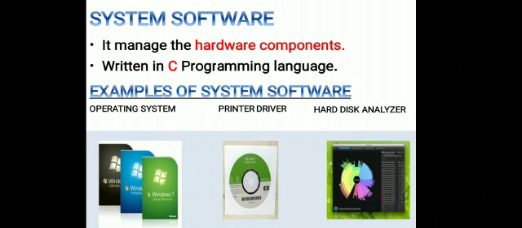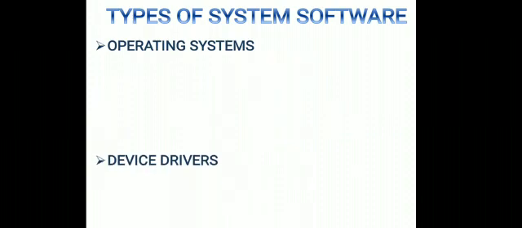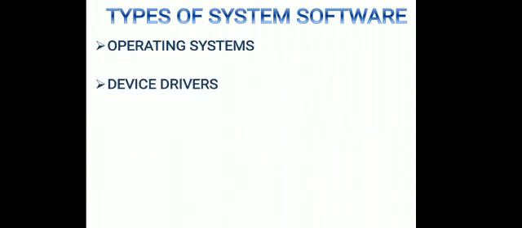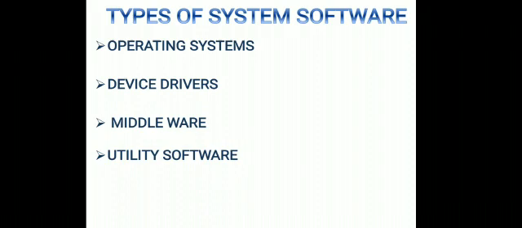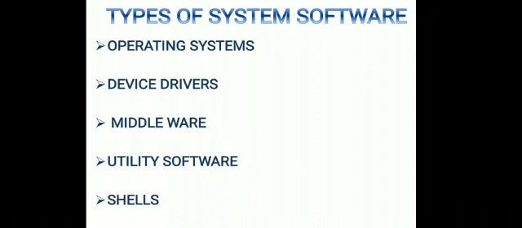Okay, next we see what are all the types of system software. The first type is an operating system, the second type is a device driver, and the third type is middleware. We have already seen these 3 types of system software in detail. Next, the fourth one is utility software. Then at the last, the fifth one is a shell. Okay children, so these are the 5 types of system software.